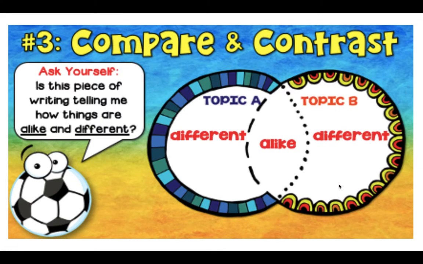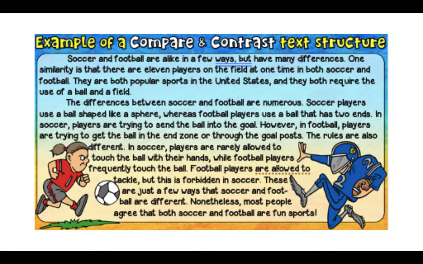Compare and contrast is number 3. Ask yourself, is this piece of writing telling me how things are alike and different? So in class, you have created Venn diagrams, and I'm sure you've done it in previous grades as well. So the first circle is the topic, which is different from the second topic, which is also different. But in the center, what do we have? Alike. That is correct.